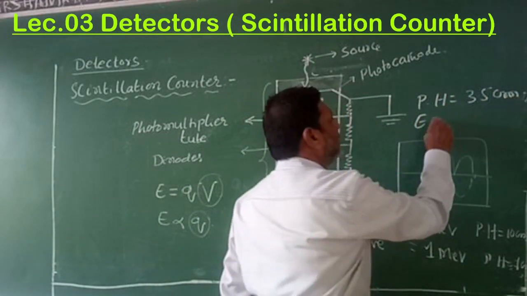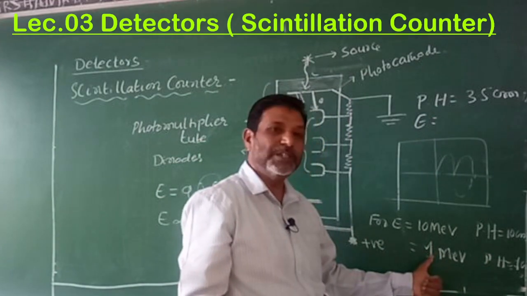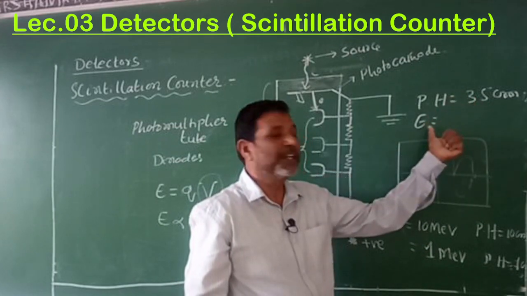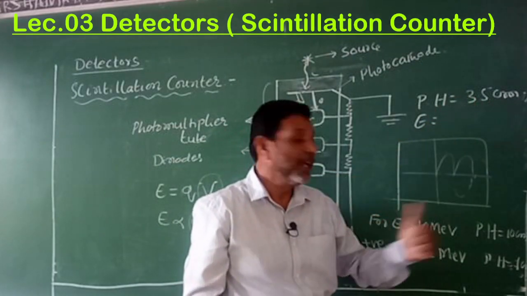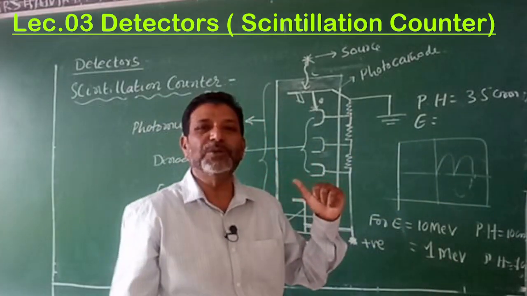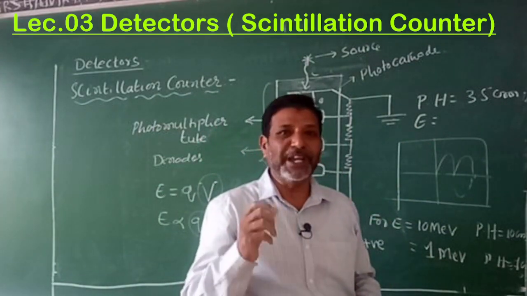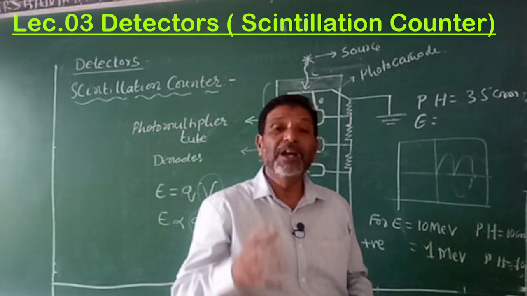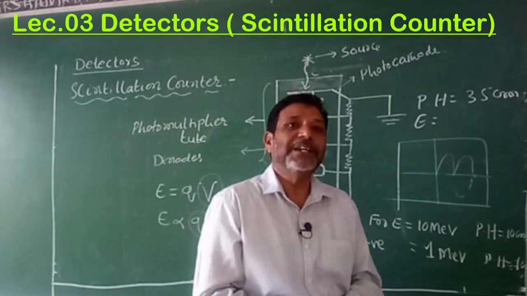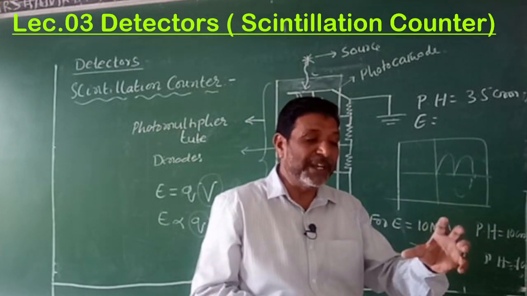Then energy is equal to how much? For 1 centimeter, we have already calibrated that the energy is equal to 1 million electron volt. Then for a pulse height of 3.5 centimeters, the energy is equal to 3.5 million electron volts. Suppose you get a pulse height equal to 5 centimeters, then it shows that the energy of the particle is equal to 5 million electron volts. In this way, we can determine the energy of the incident particle.